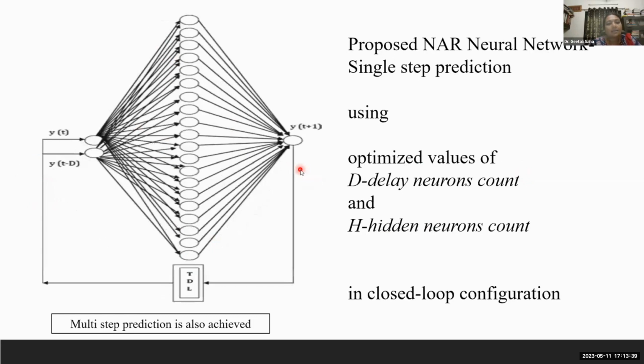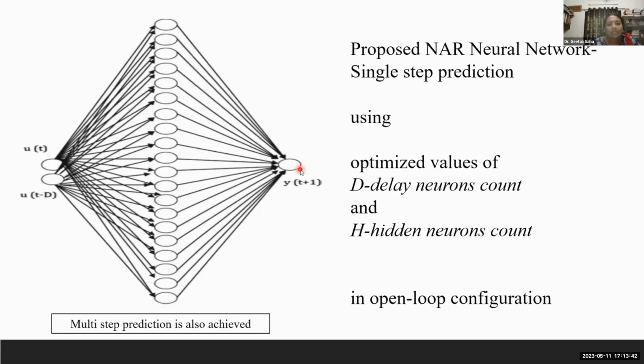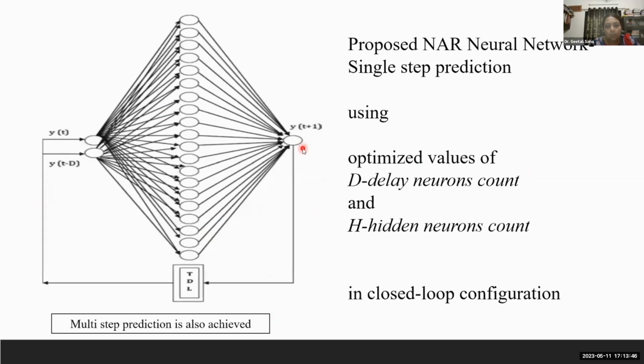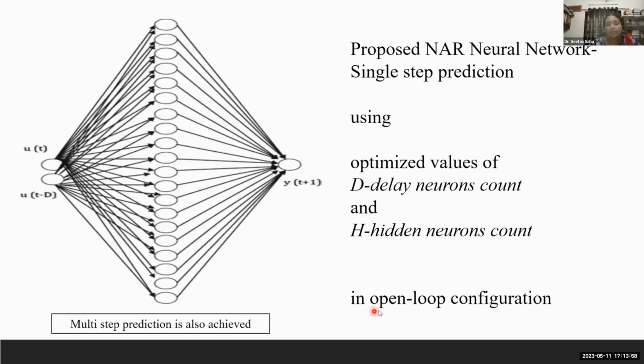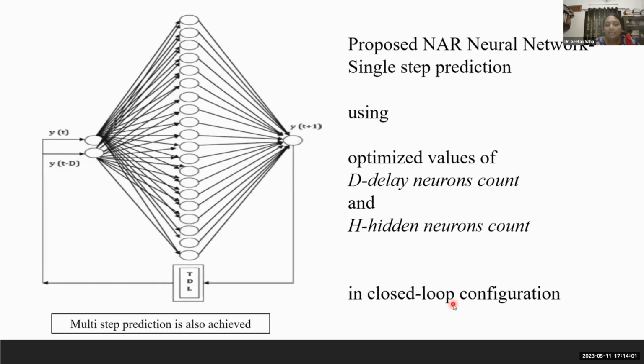This is different from the last case. As you can see, there is a loop which is taking the value from the output end to the input side. So we have got a feedback. So this becomes a closed loop configuration. If you look into the last one, it is an open loop configuration. The second one is a closed loop configuration.